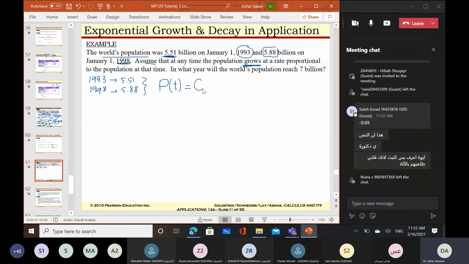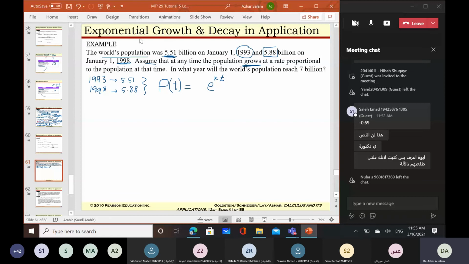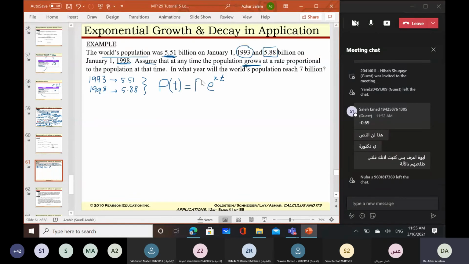kt. I won't write x, I will write t since here we have time. Okay. In your slide, they used the coefficient P0. So we will write the same coefficient to make it easier for you to study. It's only a coefficient. Okay, this is a constant. Instead of C we just wrote P0, they are just names.